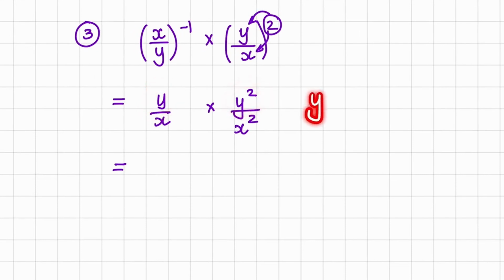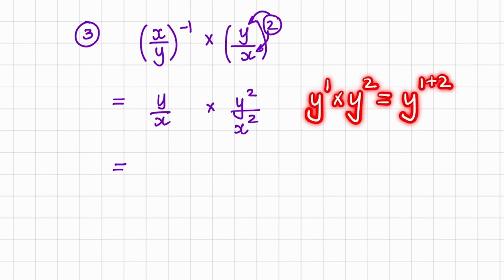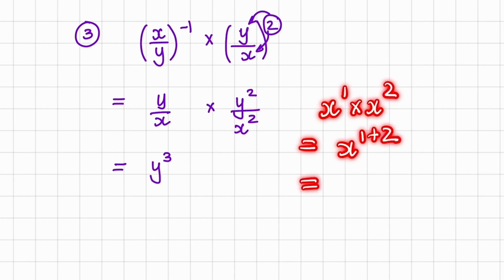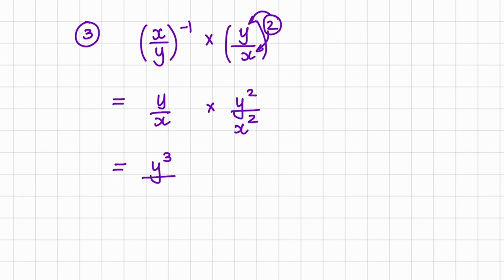Now I can multiply y to the power of 1 with y squared. So if I have y to the power of 1 times y squared, that will become y to the power of 1 plus 2, which is equal to y cubed. Next, in the denominator, I can multiply x to the power of 1 with x squared, which is x times x squared. And because the bases are the same, we can add the exponents together, and that also becomes x cubed. So we have y cubed over x cubed as our final answer.